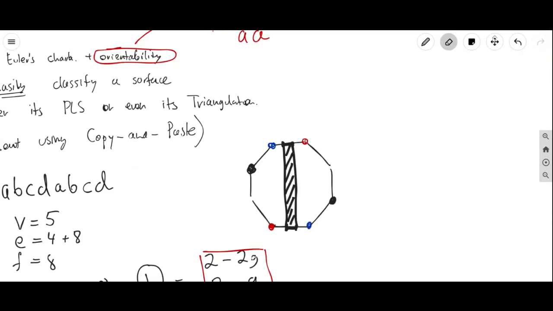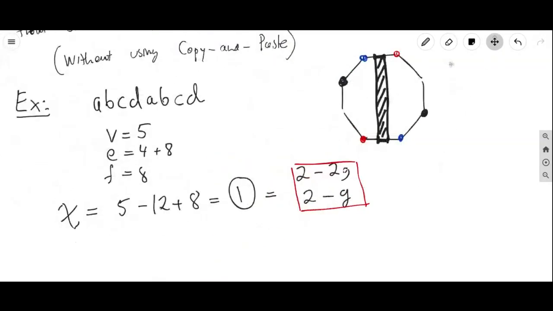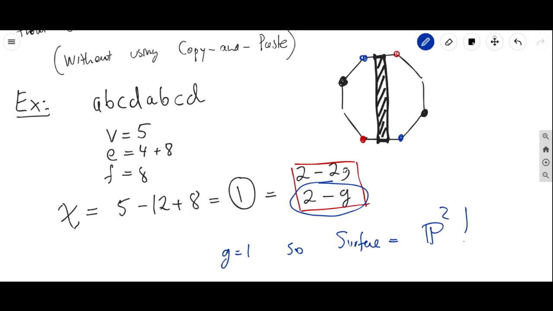You can also draw a Mobius band like that. So there's a Mobius band that's sitting inside your space. Because of that, that should give you an indication that it's not orientable. So therefore, the correct one you have to use is this, and then you solve for G. So G is equal to 1, and so your surface is the surface P2. And you just determined what the surface is without using any copy and paste.